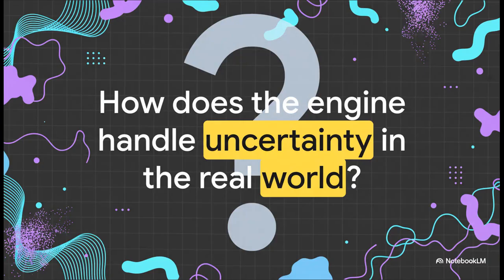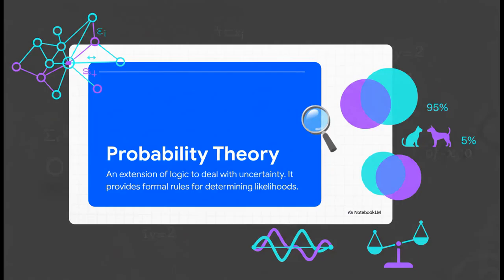Okay, so turning everything into a neat grid of numbers sounds great, but we all know the world isn't neat. It's messy. It's ambiguous. It's full of uncertainty. So that brings us to the second, absolutely crucial dialect our engine needs to speak. And that's probability theory, the language of uncertainty.